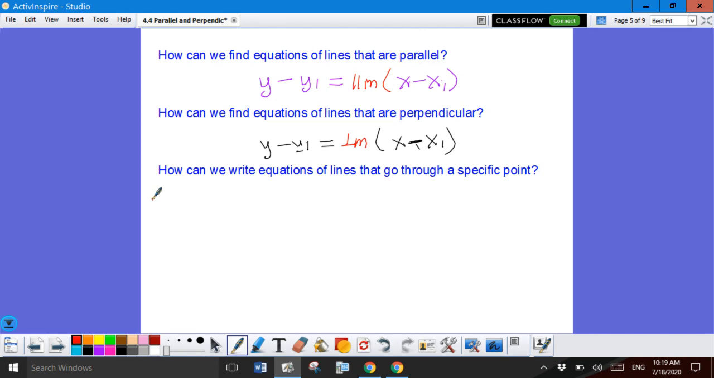And if I'm given a specific point, I may have to actually find some slopes from there, or given another point. All right, so I might have to still find slope. So write these two equations down. Here's your parallel point slope, and here's your perpendicular point slope. And then let's go ahead and look at some examples.